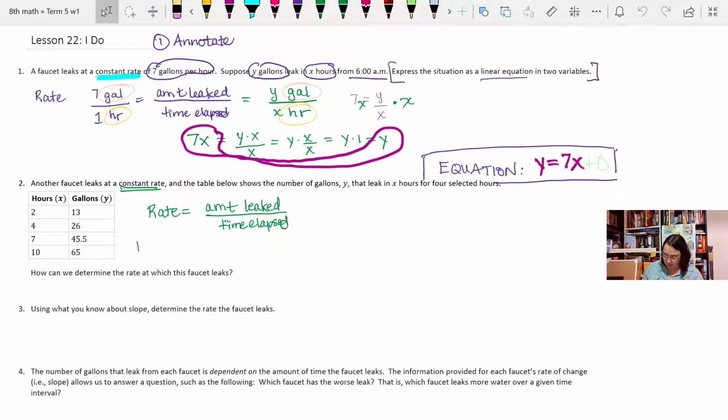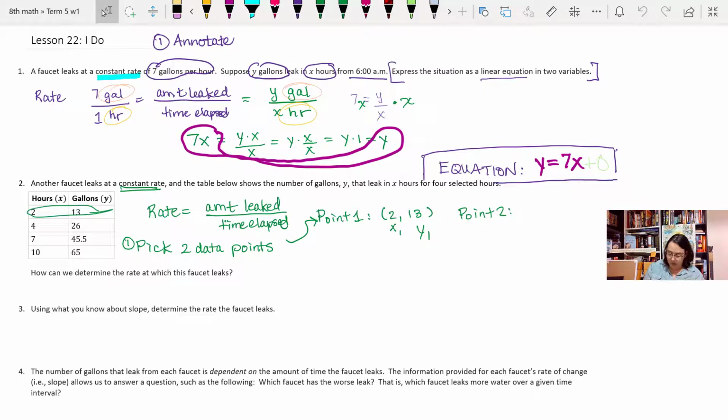So I'm going to pick my point 1 that I am selecting is going to be the point 2, 13. I can think of this as x1 and y1. Next, I'm going to pick my point 2. And I can pick any point, but I'm going to choose to just pick the next one. 4, 26. So that gives me my x2 and y2.